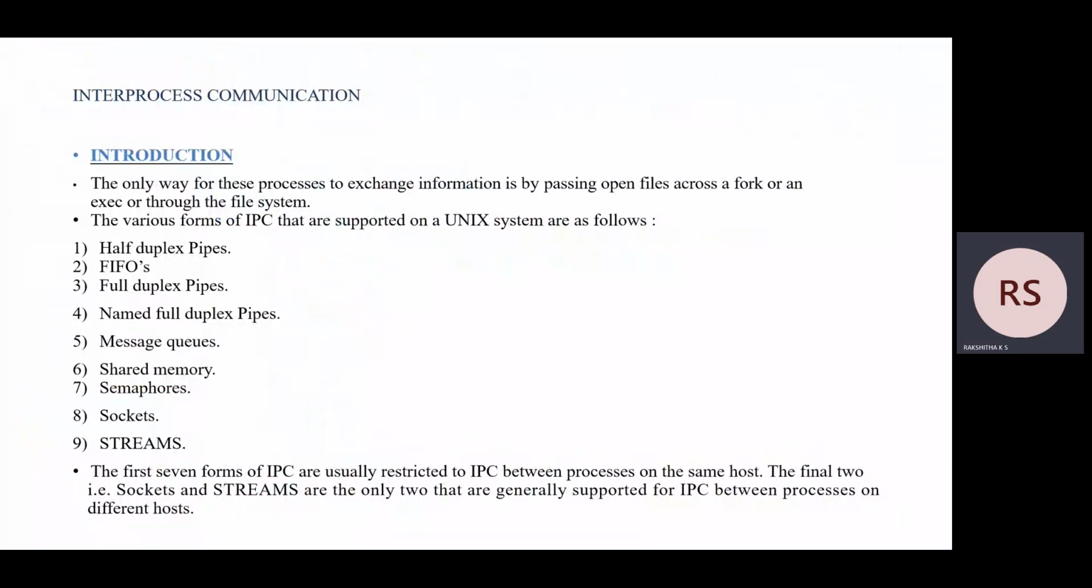So in the last class, we discussed inter-process communication. There are various forms of inter-process communication: half duplex pipes, FIFOs, full duplex pipes, named full duplex pipes, message queues, shared memory, semaphores, sockets, as well as streams. Now we'll discuss pipes in detail.